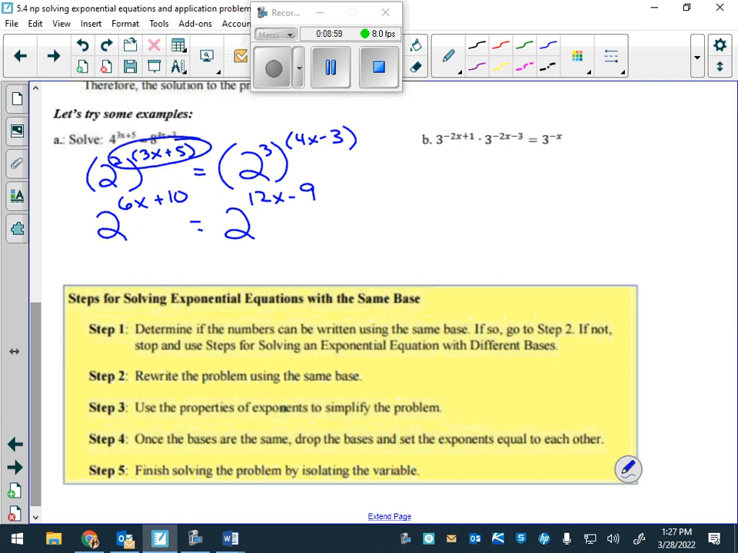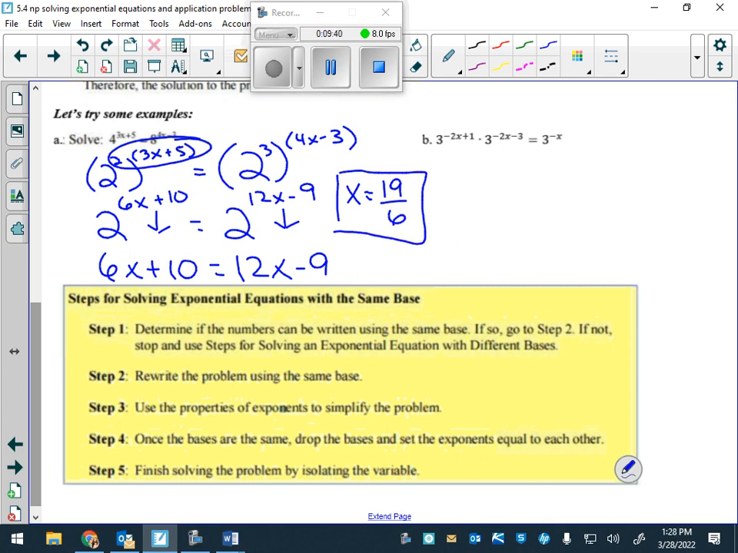So from here, I have the same base on either side. I'm able to drop down those exponents and solve. So I have 6x plus 10 equals 12x minus 9. And I want to solve for x. What do I get when I solve for x? Fraction form is fine. Nolan? 19 over 6. So x equals 19 over 6. That's all we're doing.